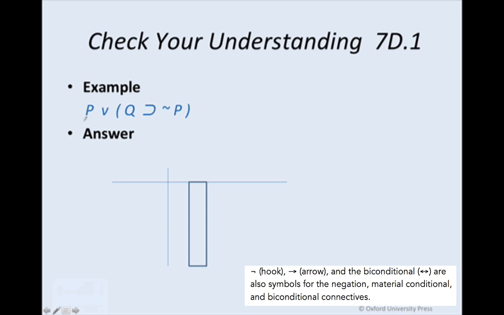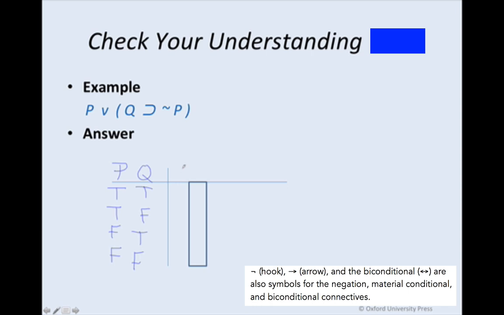So if we have two iterations of P and one iteration of Q, that means that we have two simple sentences. And because there are two simple sentences, we have a total of 4 rows of the truth table. The first column gets half true, half false. The second alternates true, false, true, false.